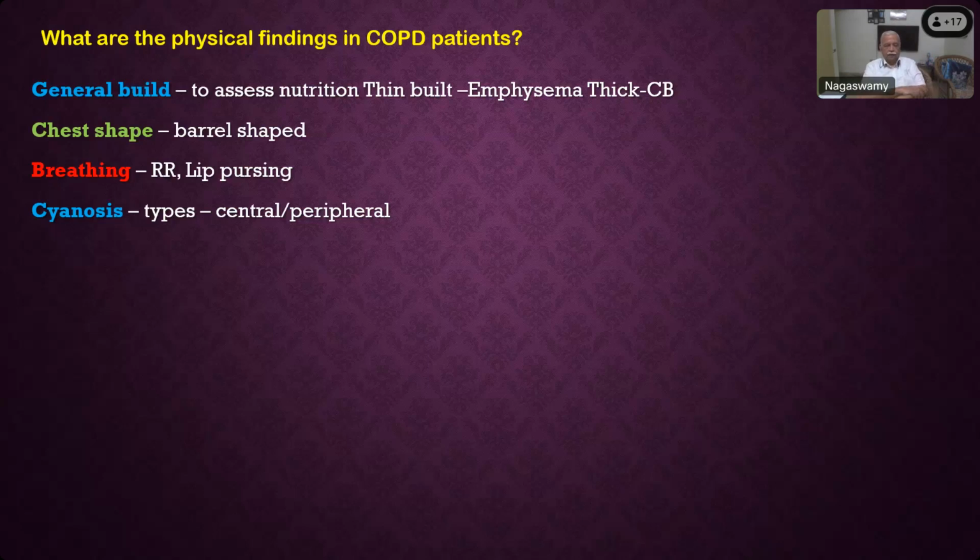And the differentiation between central and peripheral cyanosis. How do you differentiate a patient having central cyanosis and peripheral cyanosis? What are the conditions causing these different types of cyanosis?